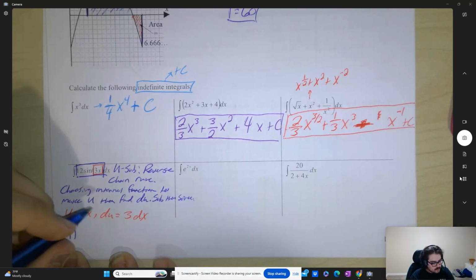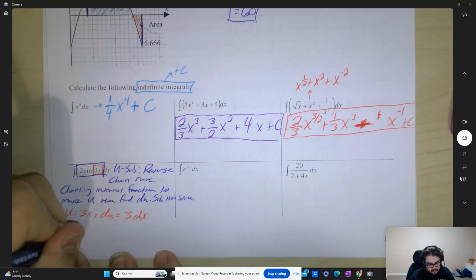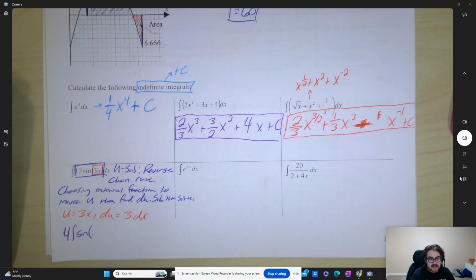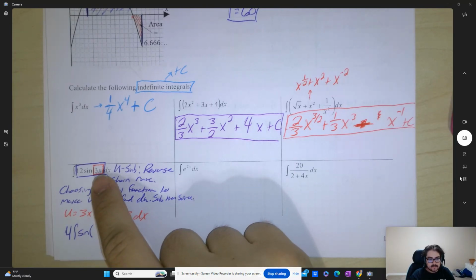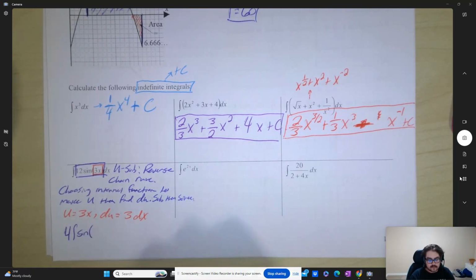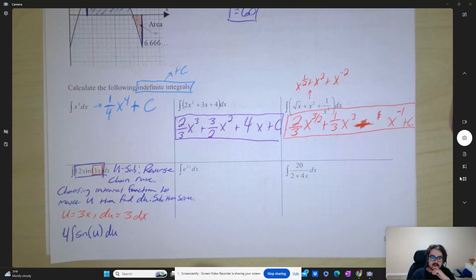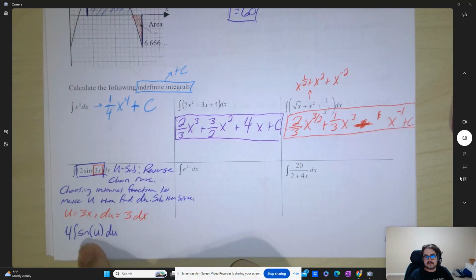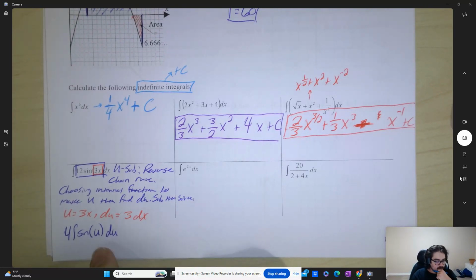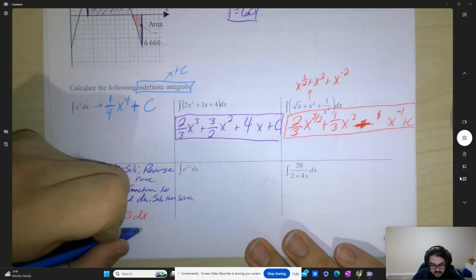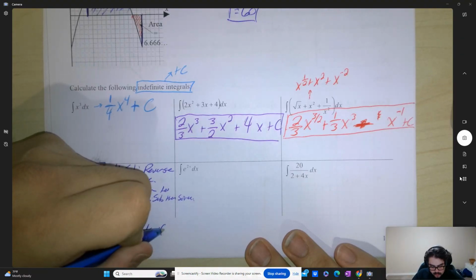4 times the integral of sine of 3x. And 3x, by the way, I'm just going to replace with u here. So it's going to be sine of u du. Then you just take the integral like normal. This is so much easier to take the integral of because now you don't have to worry too much about chain rule. You're just taking the integral of sine. And the integral of sine is negative cosine.